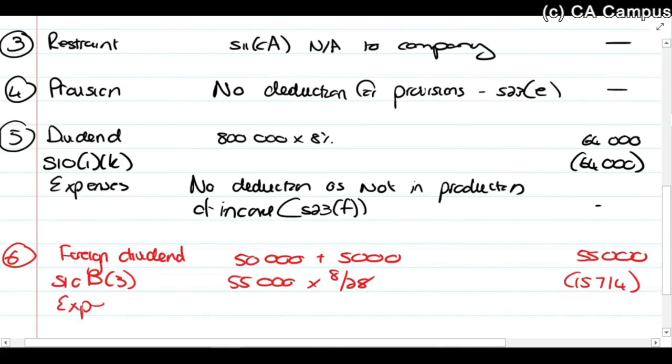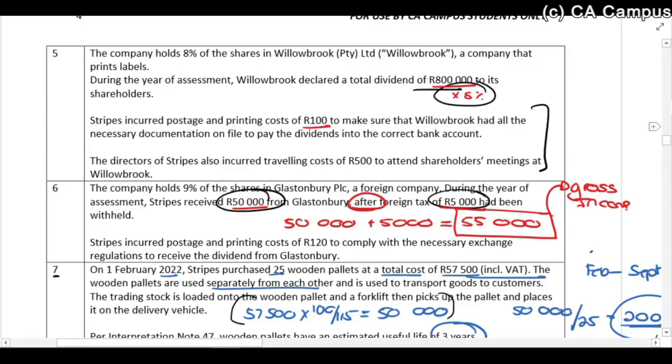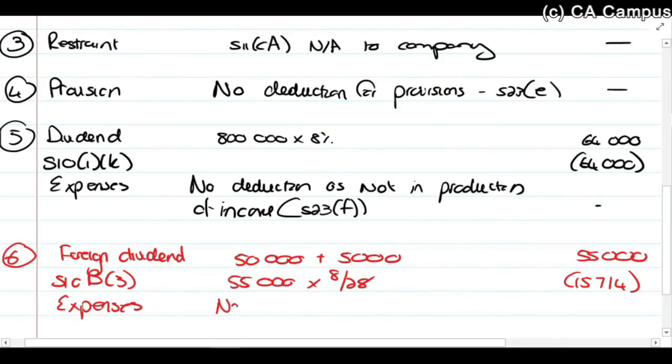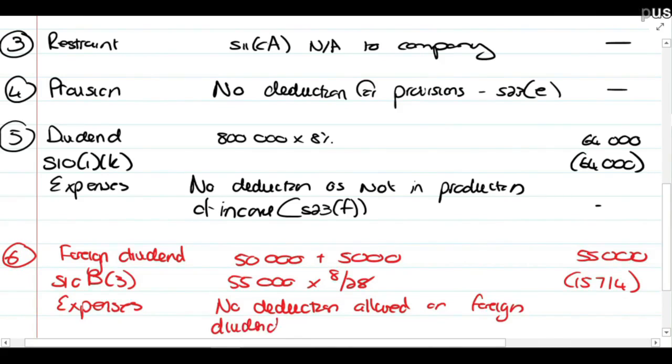And then there were some expenses incurred, 120 rands, and there's no deduction allowed on foreign dividend expenses. Section 23Q tells us that.